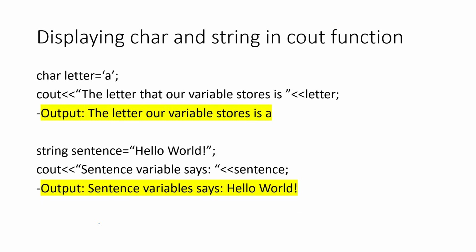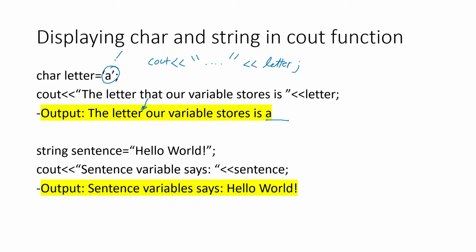So how do we display these chars and strings in the cout functions? Just like we do with integers and doubles. So we have our cout function, our operator. If we want to write anything, we can write anything we want, and then we can write the variable. So for example here, I want to say the letter that our variable stores is whatever letter this is. So the letter, I'm sorry, that our variable stores is A.